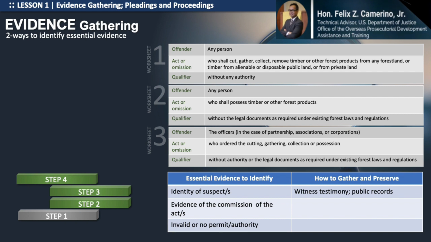As we've seen on this type of offense, we're not dealing with just individual persons. These, in many instances, involve large-scale operations. So there would be some kind of an association, either a partnership or a corporation, some kind of an organization involving multiple people.